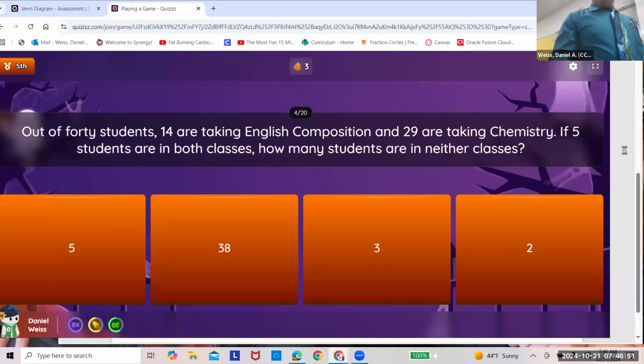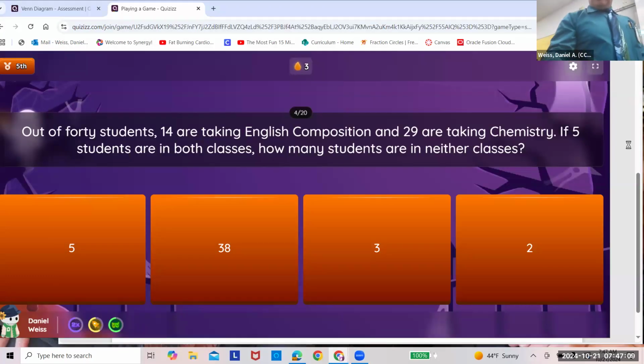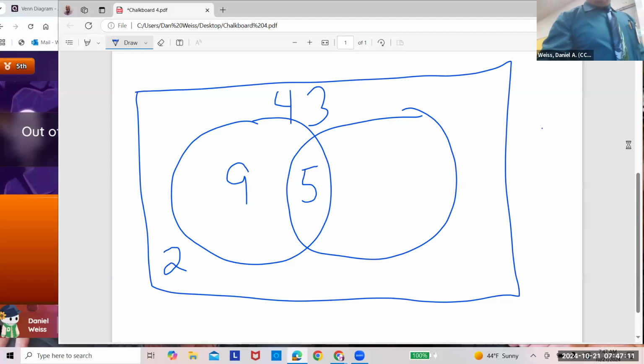So out of 40 students, 14 are taking English composition. So 14 is included in this. You know what? That makes this a 9, right? Because 9 plus 5 is 14. Okay. And 29 are taking chemistry. That makes this 24 here. Okay. So let me take this away.